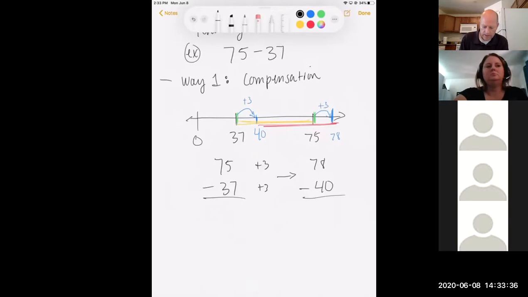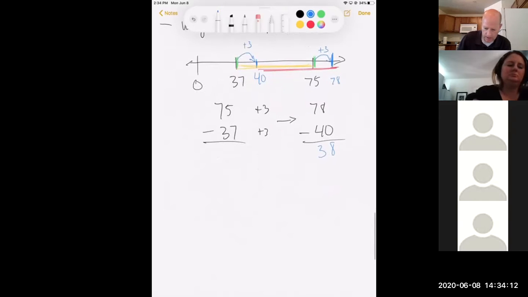Well, according to the algorithm, I would have to regroup here, make that a 15 and make that a 6, right? But when you add a little bit to the bottom number and the top number, then you don't have to do any regrouping. You don't have to break up things and pull things from the tens. You can just subtract. So 8 minus 0 is 8, and 7 minus 4 is 3. So that's what's good about compensation. You add a little bit to the bottom number and to the top number.